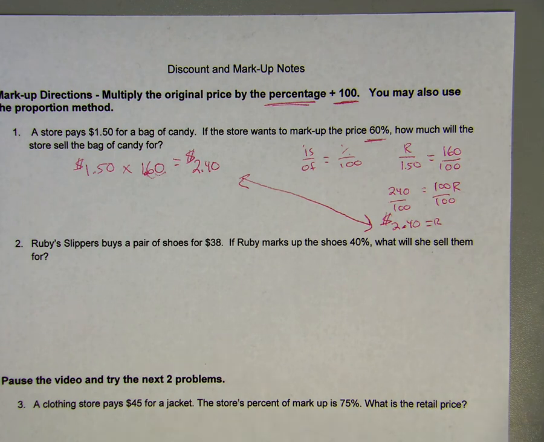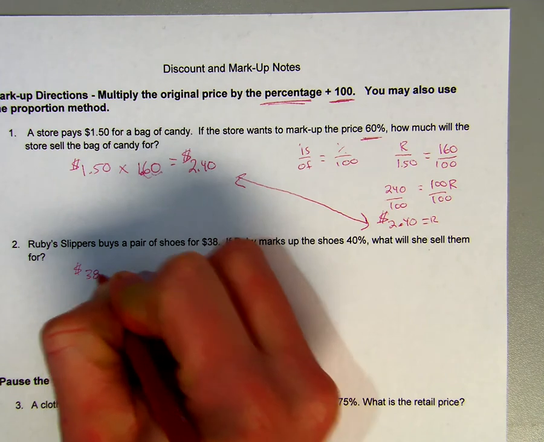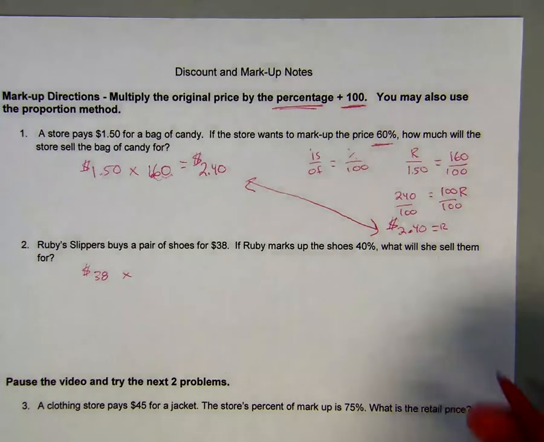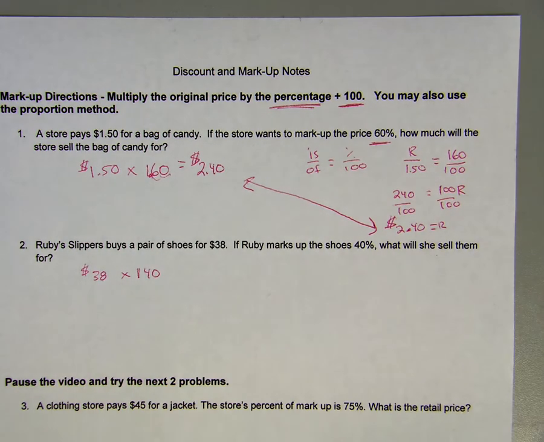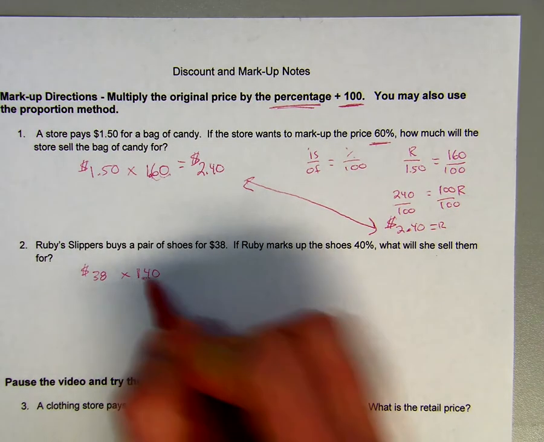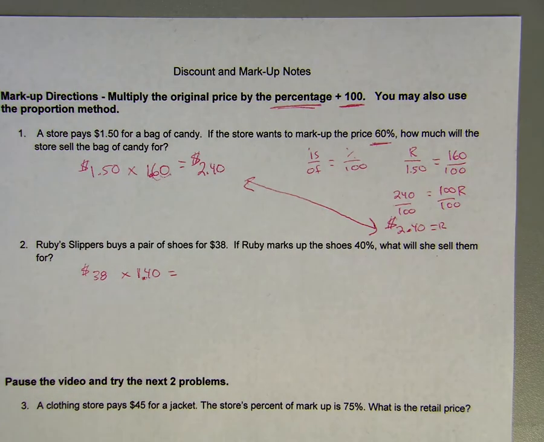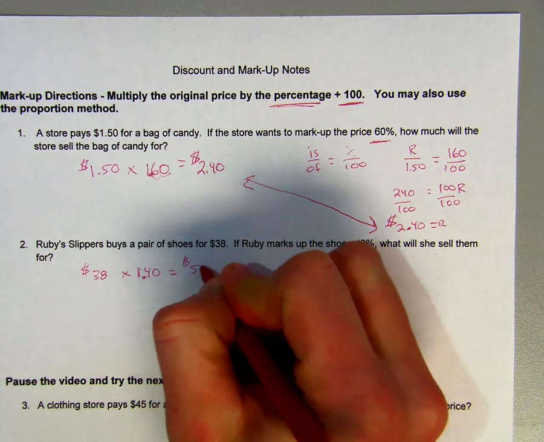We have Ruby's Slippers buys a pair of shoes for $38. If Ruby marks up the shoes 40%, what will she sell them for? So I first think of my original price, $38. I'm going to multiply it by the percentage plus 100, so not just 40% but 140%. And if I turn that into a decimal, it is 1.4. I'm going to multiply $38 times 1.4, and I get $53.20.